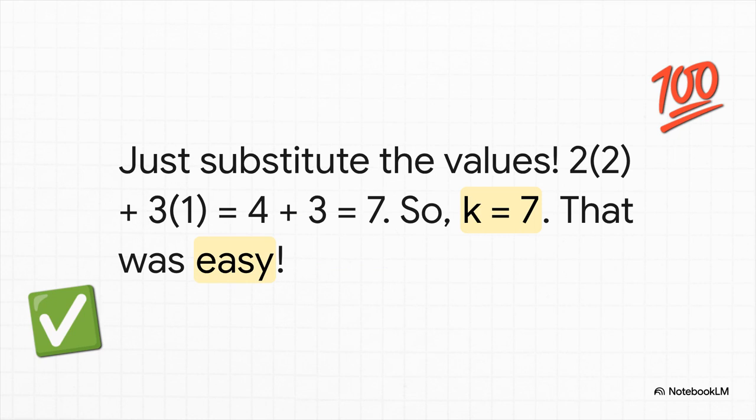If (2, 1) is a solution, it just means that if we put x equals 2 and y equals 1 into the equation, it has to be true. So let's do it. 2 times 2 is 4, plus 3 times 1 is 3. And what is 4 plus 3? It's 7. So k must be 7. See? These questions are full marks just waiting for you in the exam.